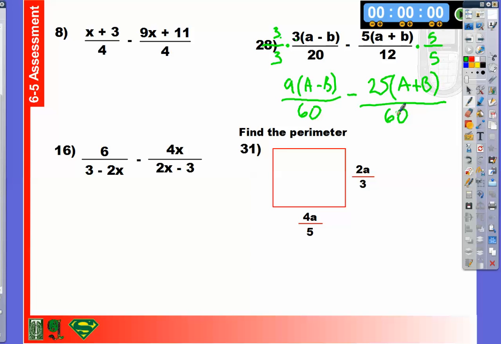Now at this point, it'd be really helpful if I multiplied out my numerators, because I have a's and I have b's, and I need to combine the similar terms, right, Hunter? Yes, absolutely.